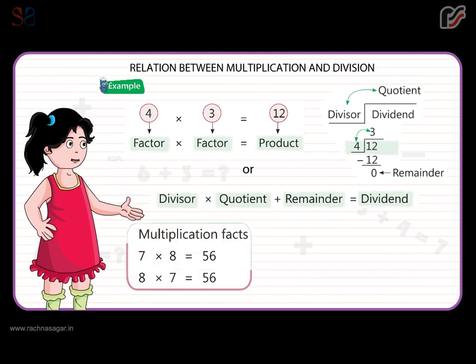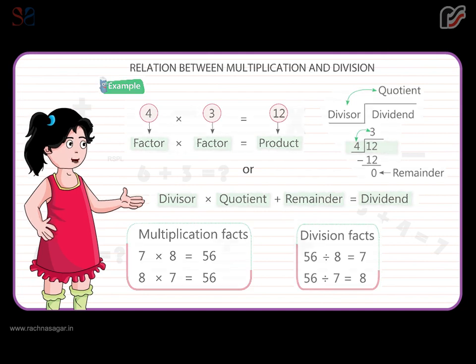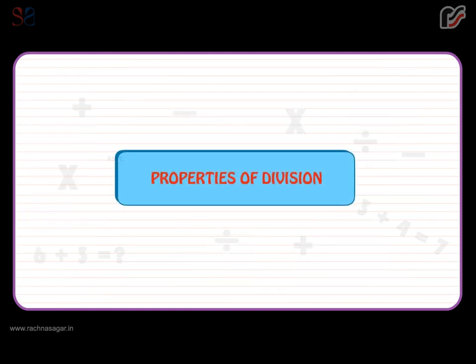Multiplication facts. 7 multiplied by 8 is equal to 56, or 8 multiplied by 7 is equal to 56. And their division facts are 56 divided by 8 is equal to 7, or 56 divided by 7 is equal to 8. Properties of division.